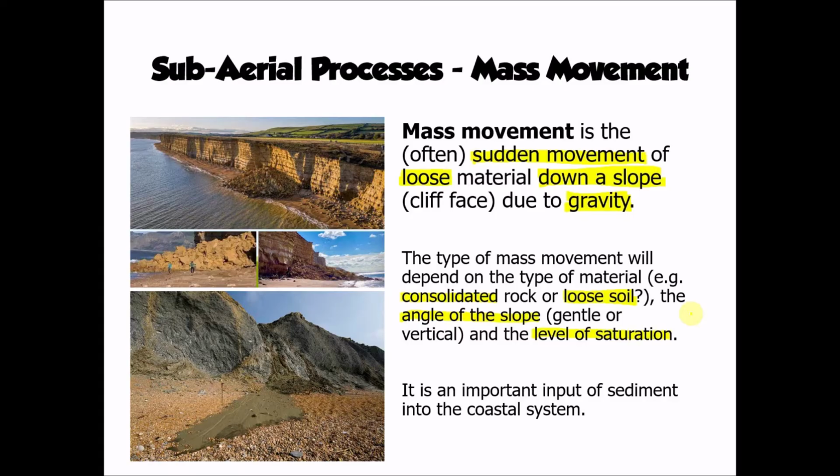Mass movement is a really important input of sediment into the coastal system. So things like rockfalls and landslides, they are providing material that ultimately then gets broken down to become the beach and then perhaps be transported elsewhere by longshore drift. So mass movement is a really important input of sediment into the coastal system, and we've talked about that when we've looked at sediment cells and how mass movement is one of those main inputs of sediment into the coastline.